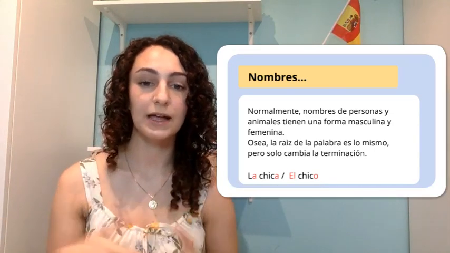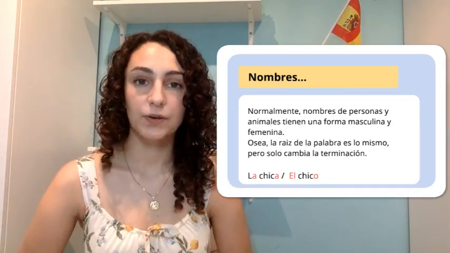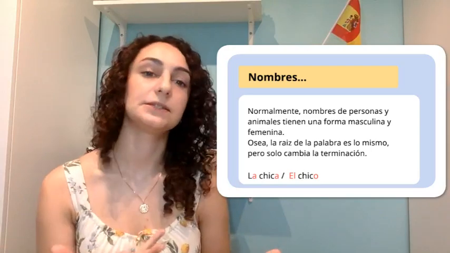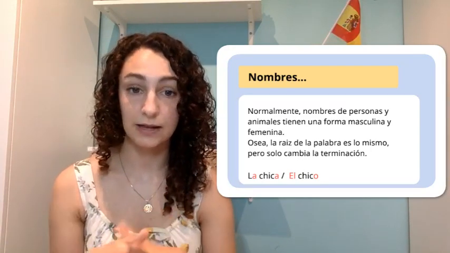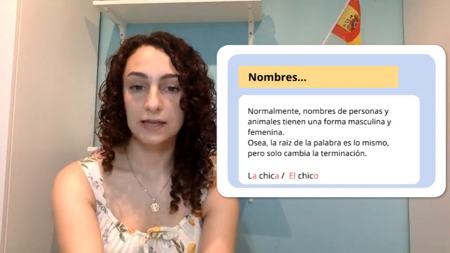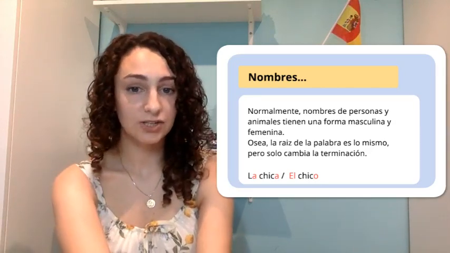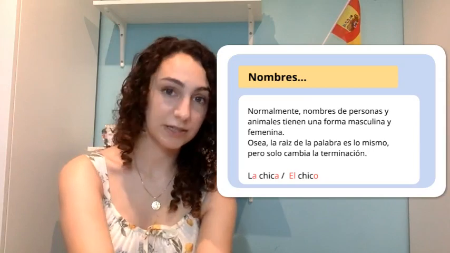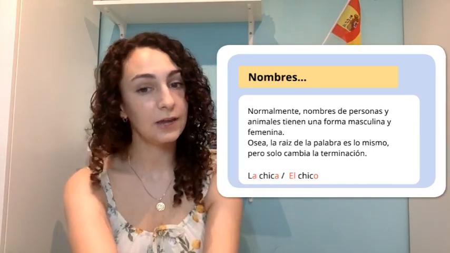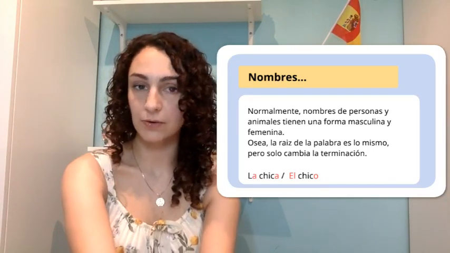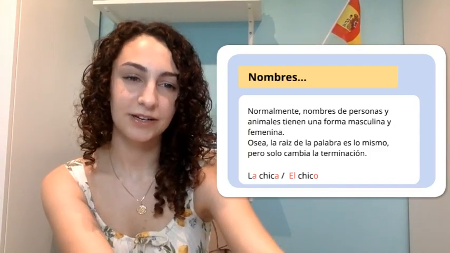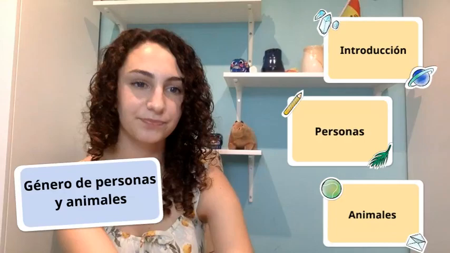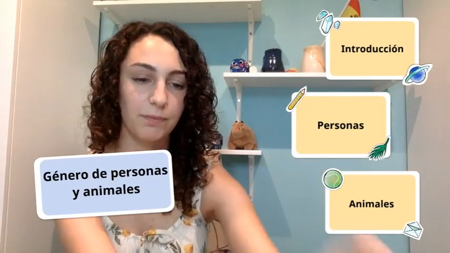So, tenemos la palabra la chica, okay? So, it's a girl. If we want to say a boy, solo cambiamos la terminación y es el chico, okay? So we have la chica, el chico. The root of the word is the same, but we are adding an A or an O to make it the masculine or feminine version of the word, okay? Let's look into this a little bit more. Okay, so let's go into this con personas.